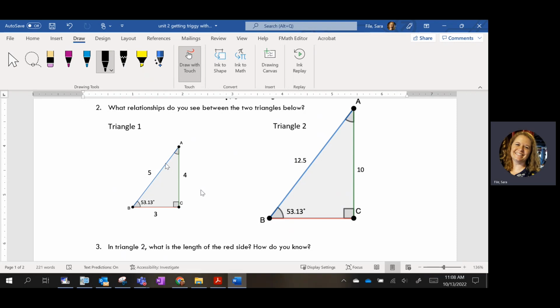What about the angles? What do you notice about any of the angles? The angles are congruent. So you can see angle B in triangle 1 is exactly the same as angle B in triangle 2. Okay. Angle C is a right angle in both of them. So what does that tell you about angle A? Those are going to have to be congruent. Angle A in this one will end up being the same. It is the same as this one.